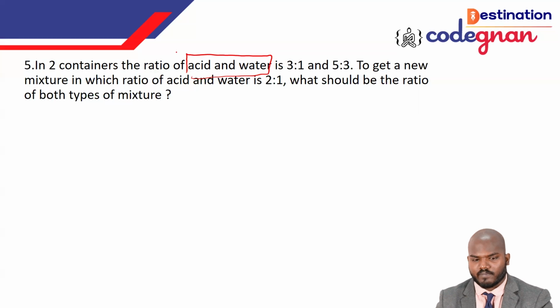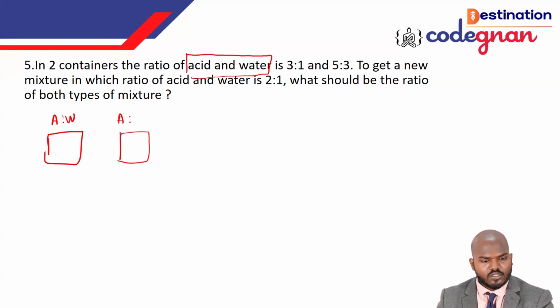There is a 2 container. Okay. So in container 1, we have acid to water, and here in container 2 also you have acid to water. This is container 1 and this is container 2. Okay. So you see this one, this is 3:1 and 5:3.